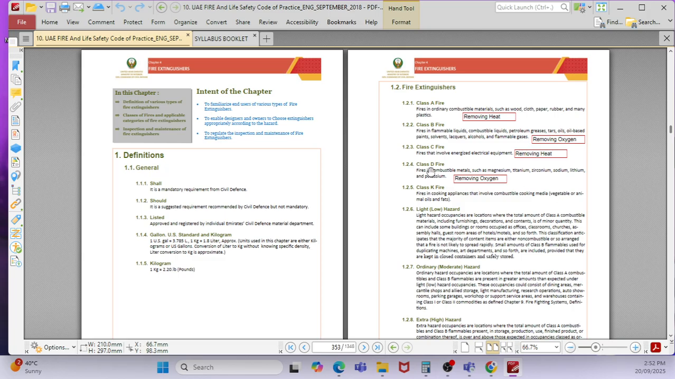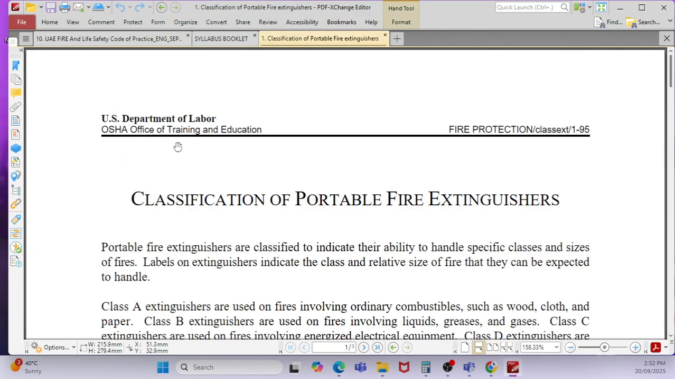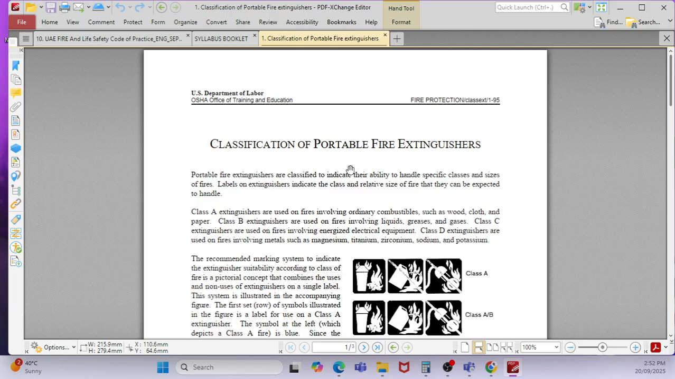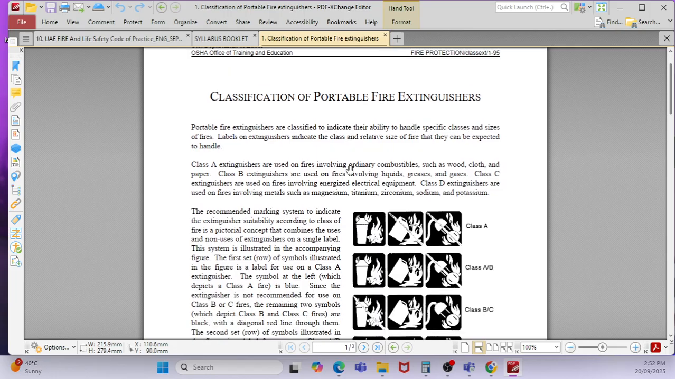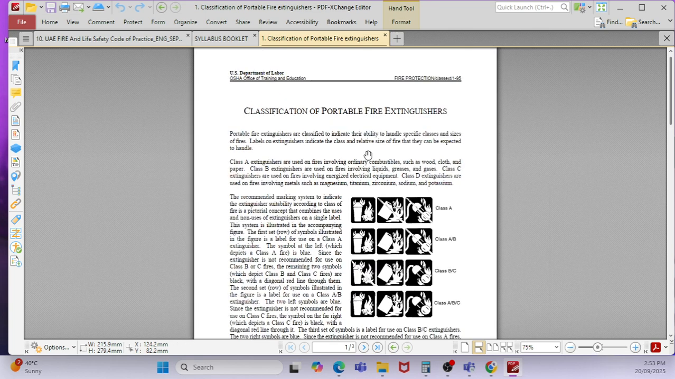Now, if you talk about classification of fire extinguishers, I have another material. I have shared some of the material in the document. I believe I didn't share the class 4 model, but I will share it now. You can see the classification of portable extinguishers. There is a lot of information here.